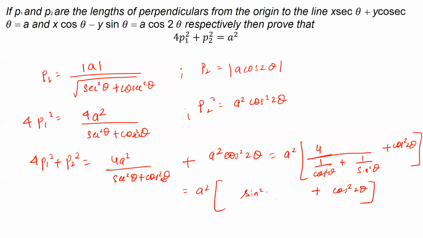So sine squared 2 theta plus cos squared 2 theta actually gives me 1. So I'm having a square times 1, which is a square. And this is what was required to be proved. We had to prove that p1 squared plus p2 squared is actually a square. We are done.